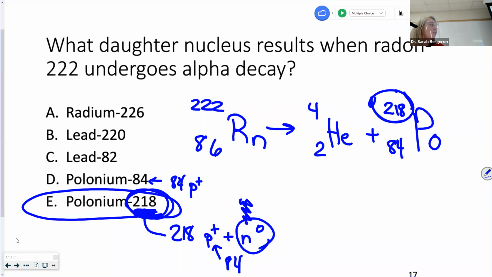What daughter nucleus results? Yeah. I knew it was polonium, and I couldn't figure out if it was 84 or 218. Right. But if you were just given 84, that's not giving you anything more than what's already on the periodic table. So it doesn't help you to know especially about isotopes. Yeah. But what's in the nucleus? We know neutrons and protons.